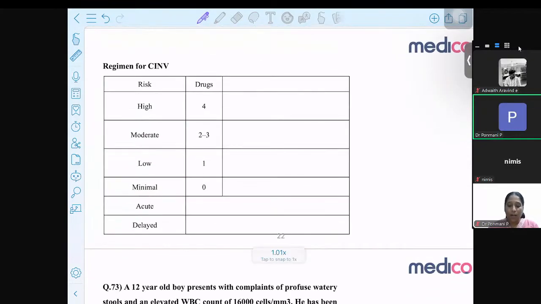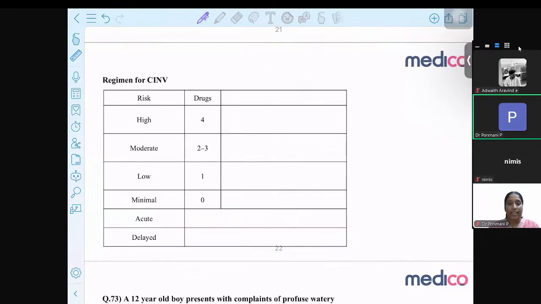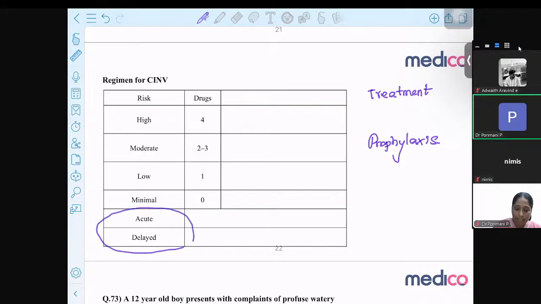Okay. Now I'm going to deal with CINV in detail. See, the treatment of CINV can be based on two things. One is treatment. The other is prophylaxis. So for the treatment, how are we going to divide? Whether it is acute CINV, if the vomiting is developing in less than 24 hours, or delayed. Delayed means more than 24 hours.